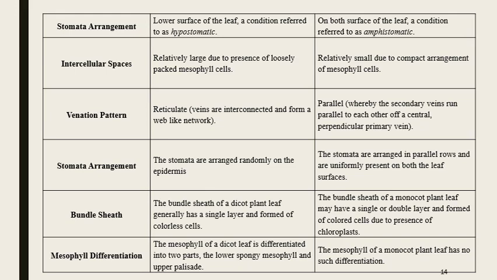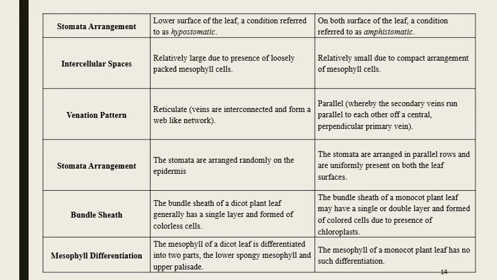Next is intercellular spaces. In a dicot leaf, intercellular spaces are relatively large due to the presence of loosely packed mesophyll cells. In a monocot plant leaf, the intercellular spaces are relatively small due to the compact arrangement of mesophyll cells. Next is venation pattern. Reticulate venation pattern is present in a dicot leaf and parallel venation pattern is present in the monocot leaf.